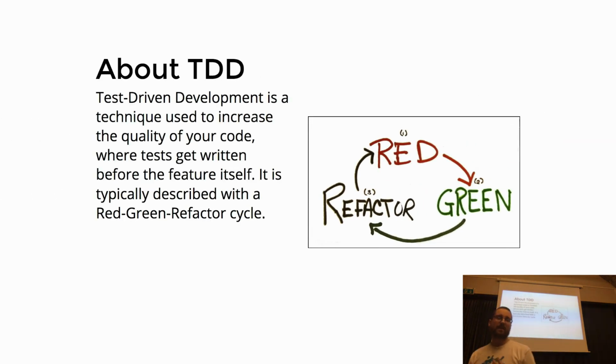So just to be on the same page, what is TDD? Test-driven development is a technique that we use to increase the quality of our code, and we write the tests first, before the feature. Typically, it's described with a red, green, and refactor cycle. First you write a failing test, red. Then you make it pass, green, and then you improve your code. That's called the refactor, right?